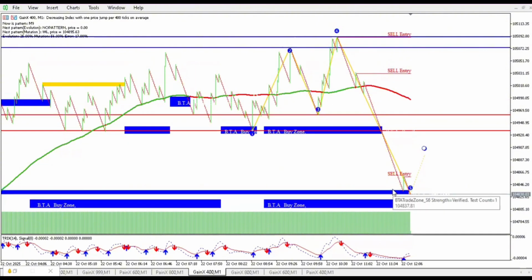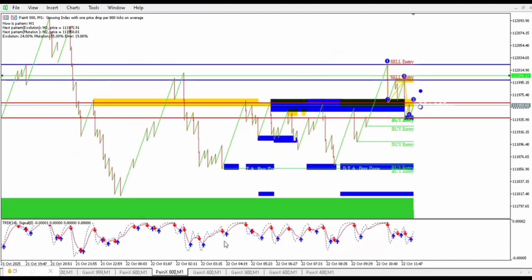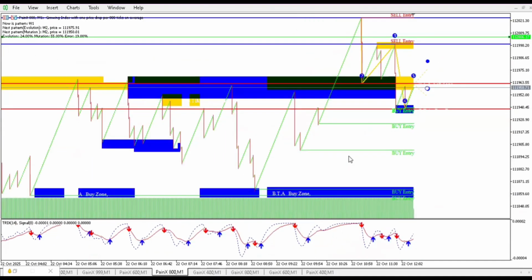This is our Gain pair. This is Gain 400. Provided you want to enter a sell on Gain 400, you have to wait for it to pull back to this zone. But now you can see that it's bearish, so the chances for you to enter a buy are very low. So you can't buy now. Okay. Then we can check Pain 800. This is our Pain 800.